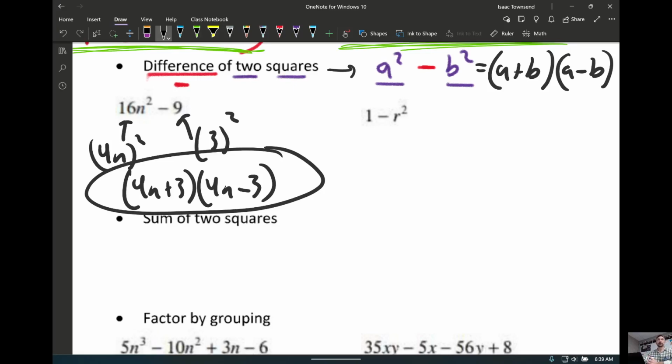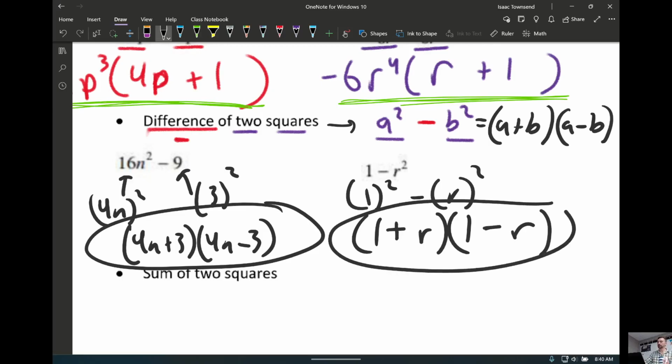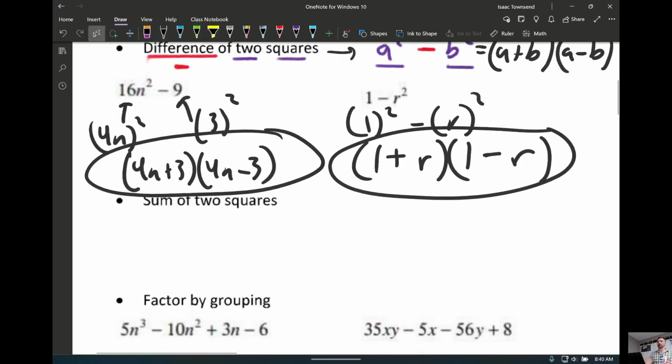And then you also need to be careful about ones. One is still one squared, and this is like r squared. So the thing being squared on the left goes here and here. The thing on the right being squared goes here and here. One of them needs to be a plus and one needs to be a minus. Doesn't matter which one is which. But again, that's what you would need to FOIL together in order to come up with 1 minus r squared.